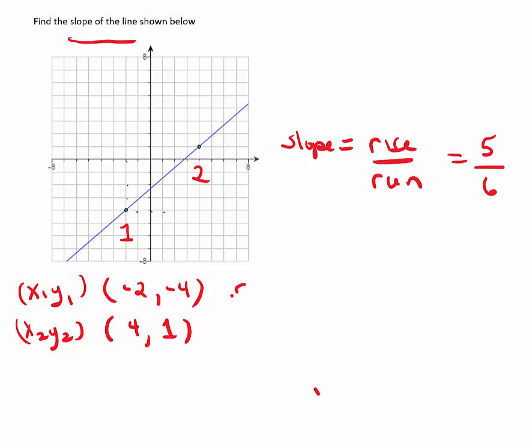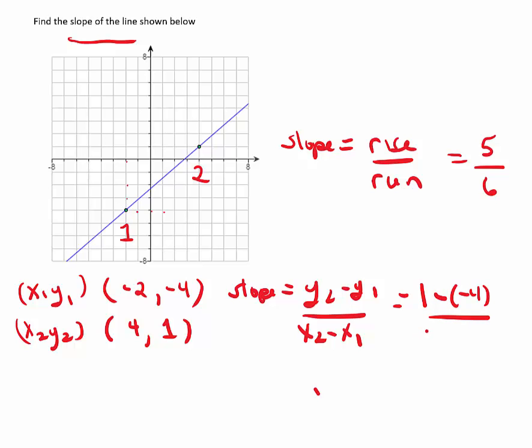Remember, slope can also be calculated as y2 minus y1 over x2 minus x1. So y2, I've got 1 minus -4, and then x2, 4 minus -2, and what do I get? 5 over 6, which is the same answer that I got using the direct inspection of the graph.